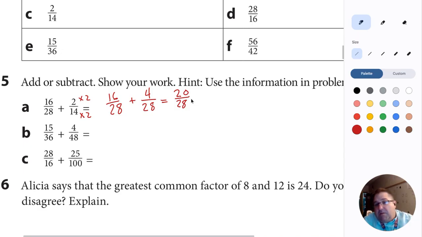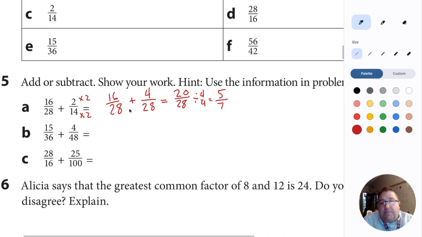And let's see. Obviously, they're both even. They both have a 2. What about 4? Hey, 4 can go into both of these. So if I divide both these by 4, we're going to get 5 over 7. And again, they're both prime, so they're also relatively prime. They share no other common factors.